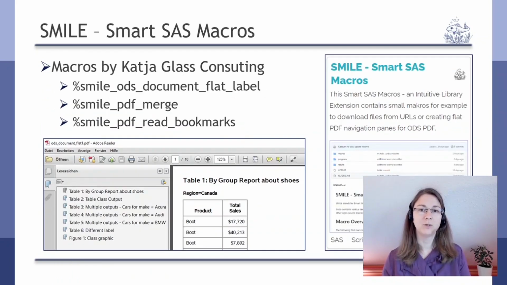The next package I would like to mention is the Smile package, which is for smart SAS macros. This is created by myself, and here you can find quite nice macros, for example, for PDF processing. So there's a macro to create out of ODS documents a flat PDF file structure. So if you don't want to have the multiple levels, which are typically created by SAS outputs, if you're using by statements, you can really get rid of them and really get a flat bookmark navigation by using this macro.